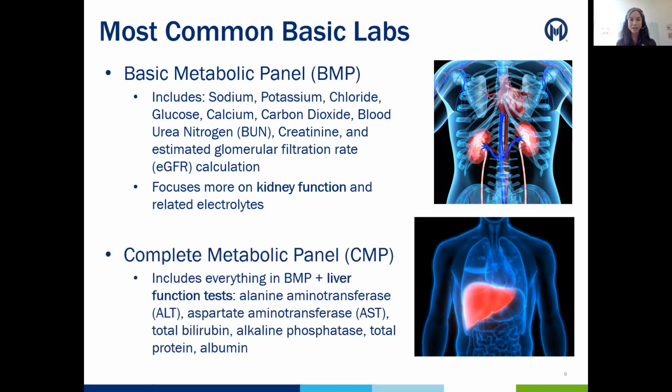Then there's the complete metabolic panel, or CMP, which essentially includes everything that's on the BMP and also liver function tests. There is also a separate hepatic function panel that only has liver function tests itself, but the CMP includes both kidney and liver tests. The liver tests are liver enzymes that we call transaminases, like ALT and AST. And then it also has some gallbladder and biliary or bile duct type numbers, including bilirubin and alkaline phosphatase, as well as some protein numbers, including total protein and albumin.